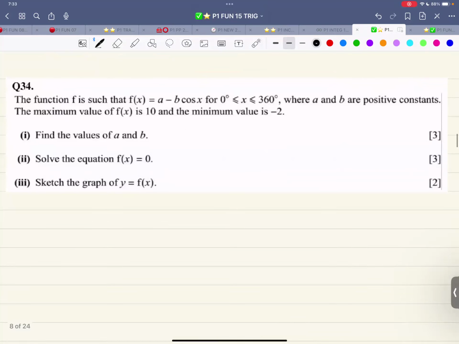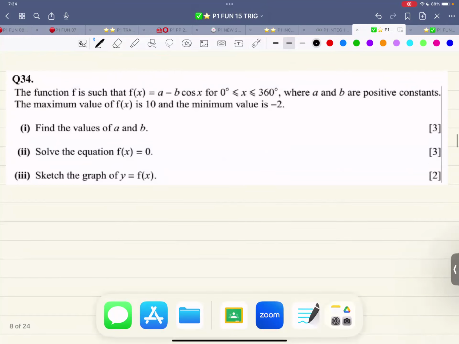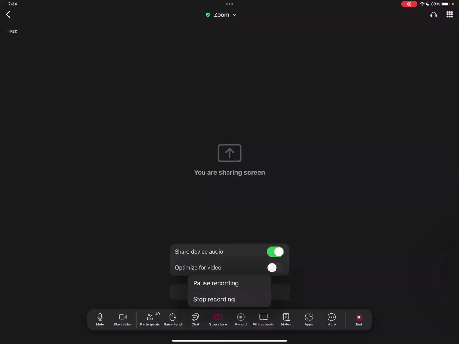Now let's look at this question. That is question number 34. And I would like you people to try it out first. So let me just pause the recording.